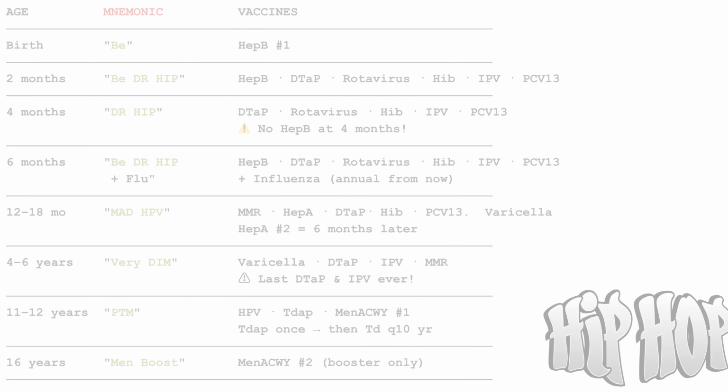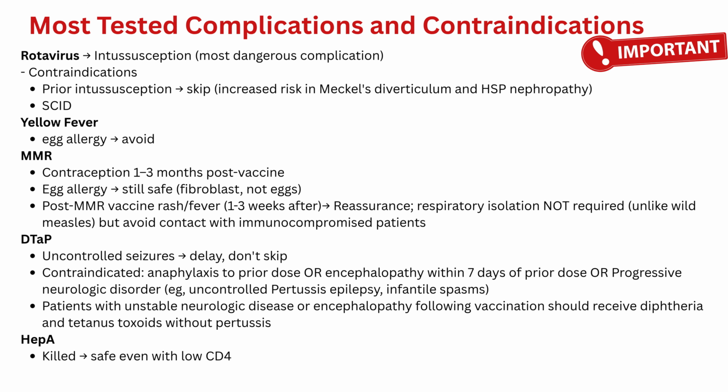Now let's talk complications and contraindications. This is where a lot of marks are won or lost. These are tested rarely but are important. The complication everyone needs to know is intussusception. So rotavirus is contraindicated in anyone who has already had intussusception, and in kids with SCID. Also worth knowing, kids with Meckel's diverticulum or HSP nephropathy already have a higher underlying risk of intussusception. So keep that in the back of your mind and use rota vaccine with caution in these kids.